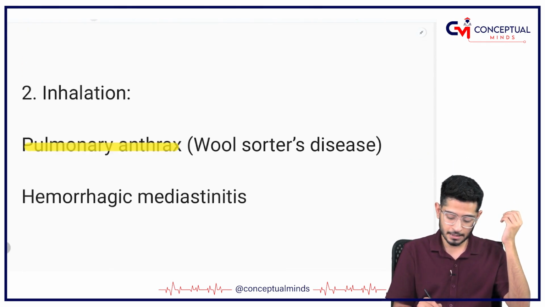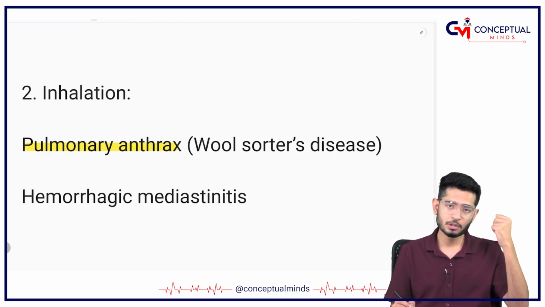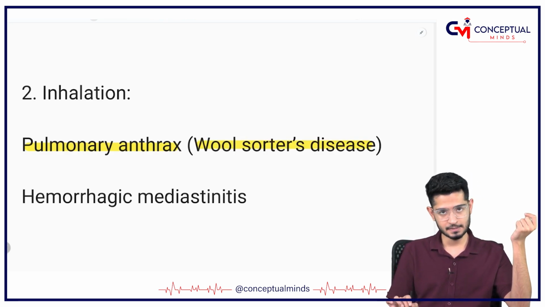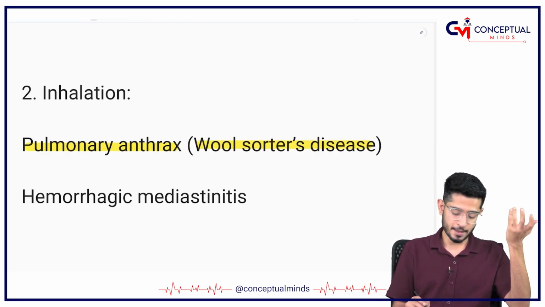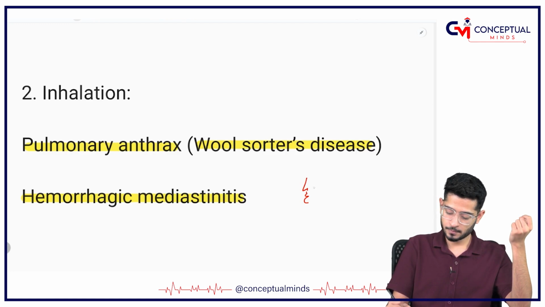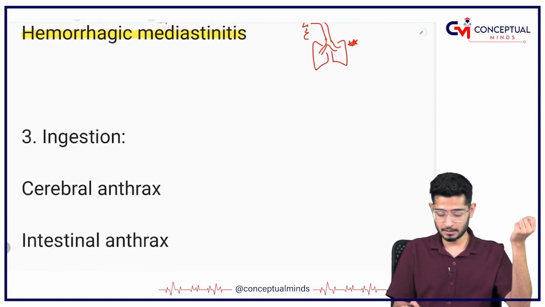Next is pulmonary anthrax. It can go to your lungs also. It can show the manifestations there. There it is called as woolsorter's disease, or it can do hemorrhage in the mediastinum. So, it can cause hemorrhagic mediastinitis. So, this is the nose and the trachea, then the bronchus, the lungs. So, it can either cause the pulmonary anthrax called as woolsorter's disease, or it can cause hemorrhagic mediastinitis.